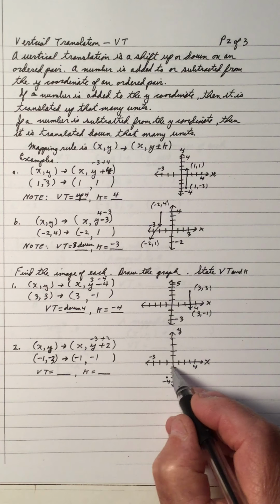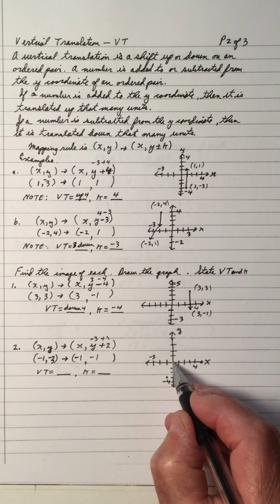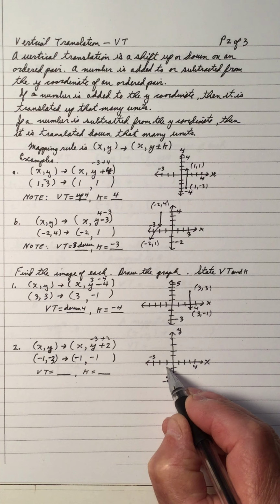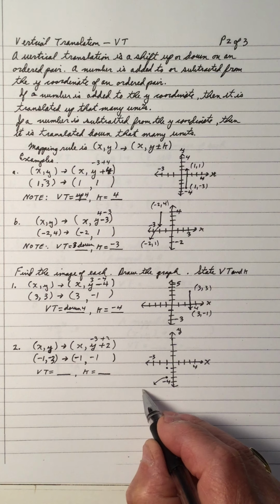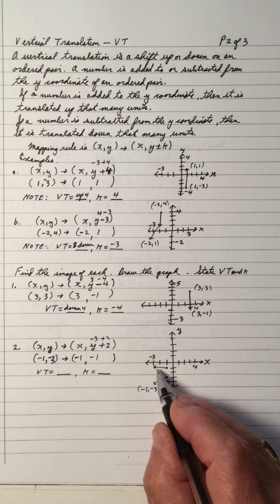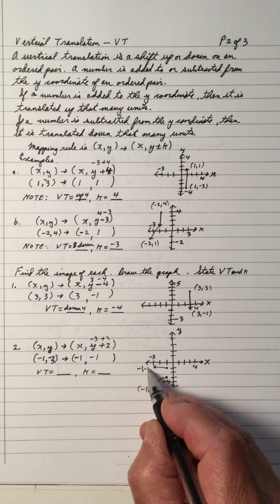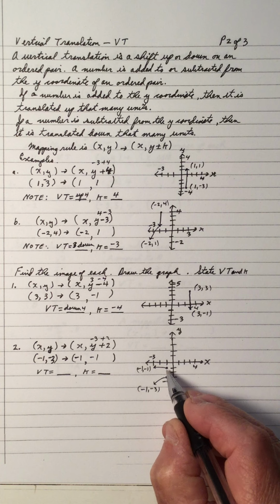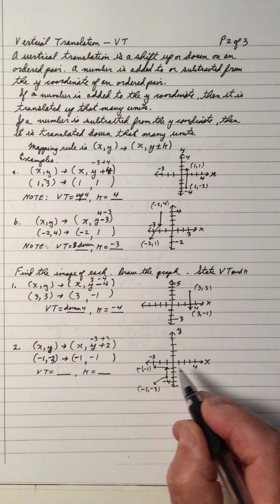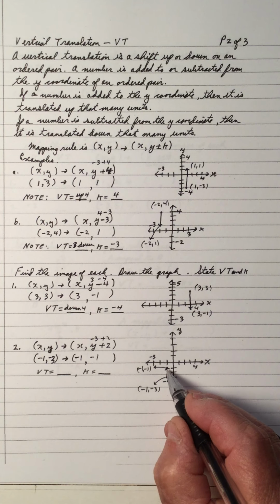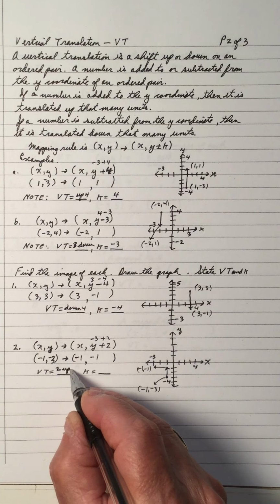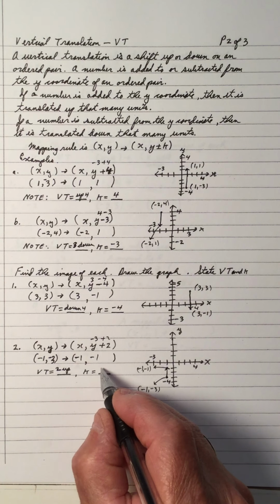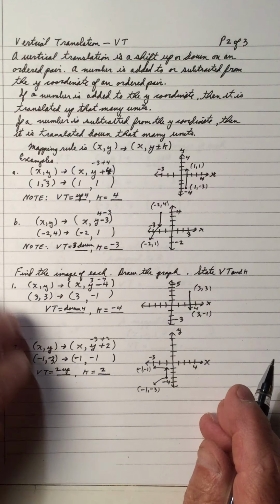So we move to negative 1, negative 1. X is negative 1, Y is negative 1. So the original point was right here. That point is negative 1, negative 3. And the new point, the image, is negative 1, negative 1. So it went from here to there. Show the arrow. Notice it went up 2, or 2 up, or up 2, your choice. And the value of k is positive 2.